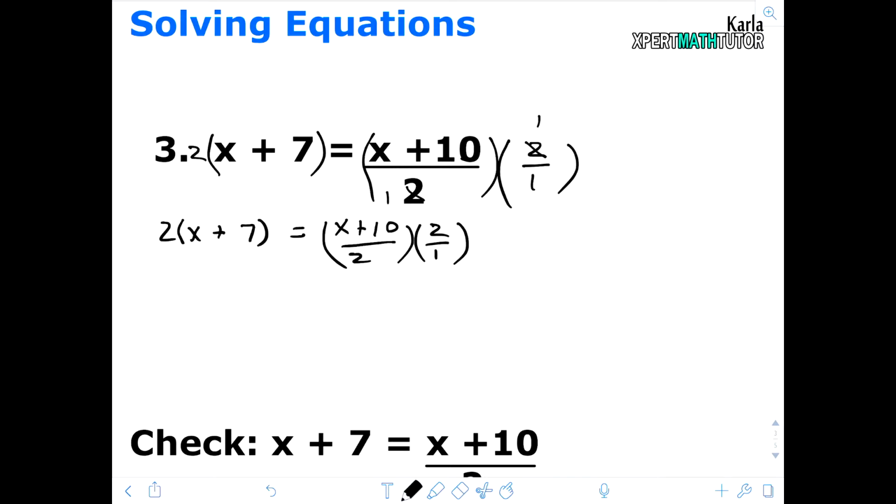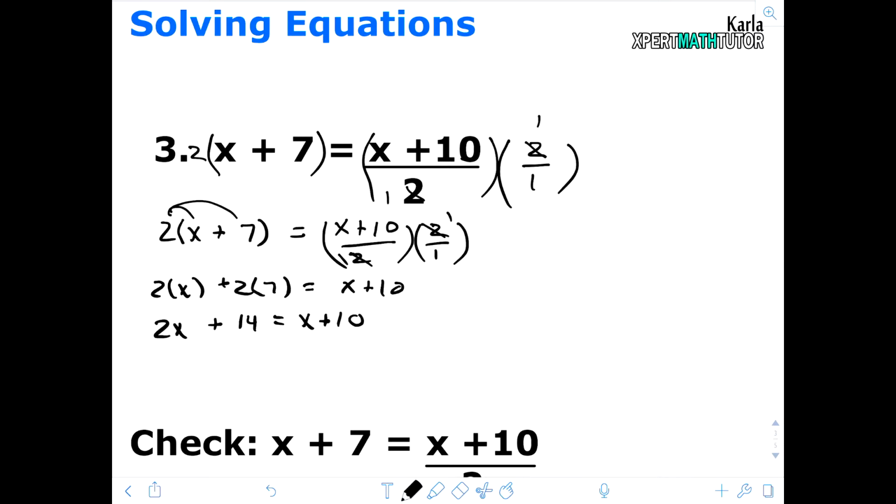Okay, so on the left side, we now have to use the distributive property to multiply this 2 to both the x and the 7. So 2 times x plus 2 times 7 is equal to, these 2's will cancel, and we'll just get x plus 10. So 2 times x is 2x, 2 times 7 is 14, equals x plus 10.